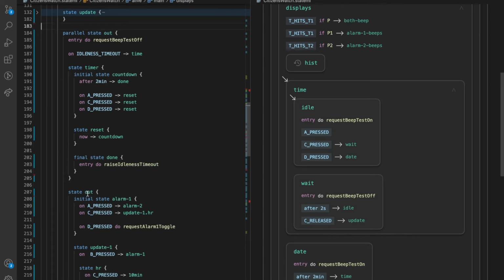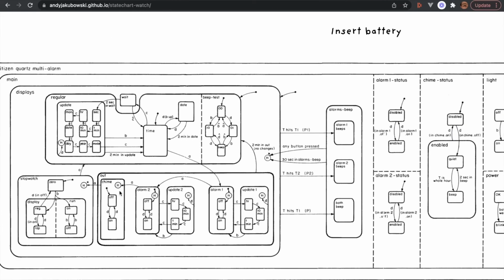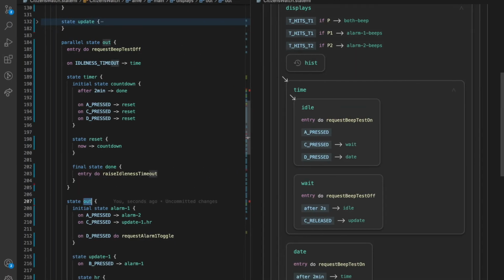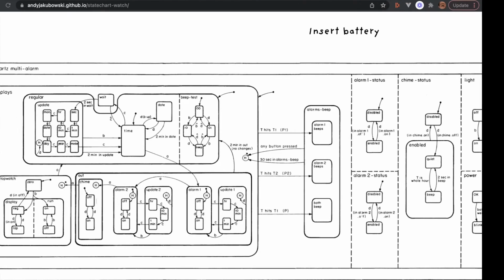Cool. Yeah, I think we just need a name for this. So this is out, and out's now a parallel state. And it has a timer, and then it has updates. Date or edit. Yeah, something like that.